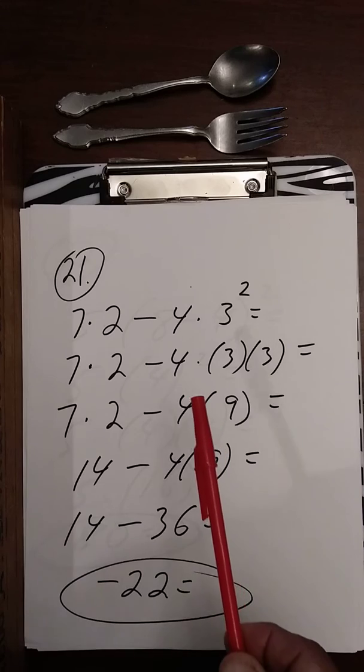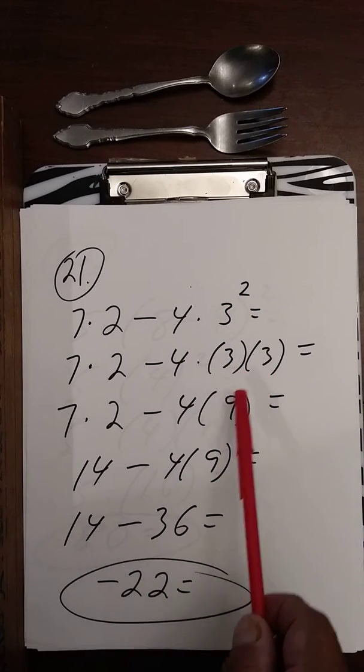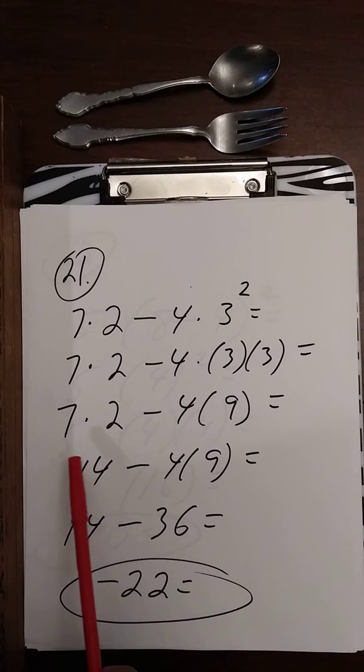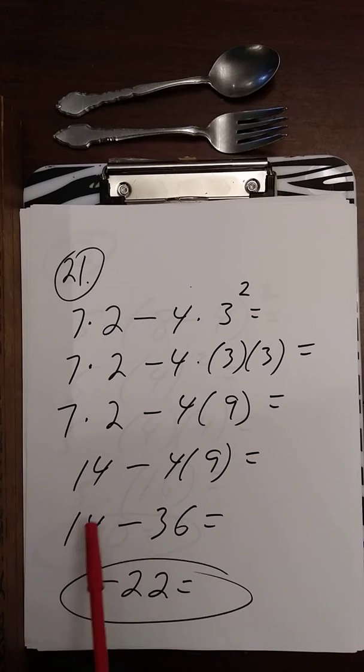Order of operations again. We have 4 times 3 squared. 3 squared, let's do that first. 3 times 3 is 9. Now let's go back again. We have multiplication. 7 times 2 is 14. Bring this down. And 14 minus 36 is -22.